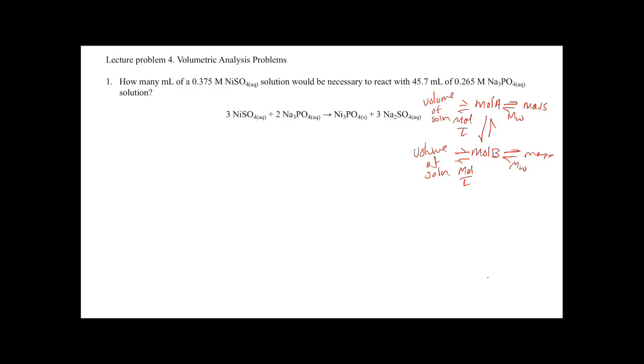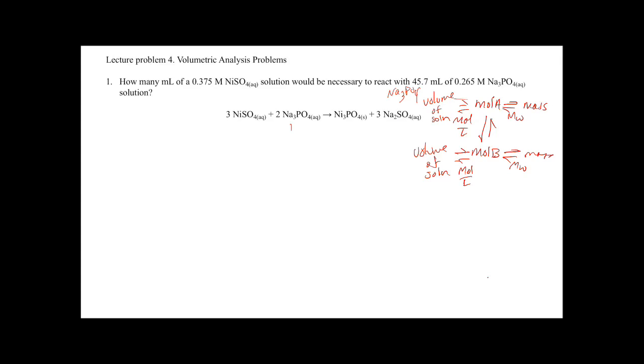They give us the volume of a solution and its concentration of the sodium phosphate. So this is going to be one of our reagents. And then they're asking us, well, how much of another reagent would we need in order to react with that? And they give us the molarity. So in essence, we're starting with a volume of sodium phosphate, and we're going to go to moles of sodium phosphate, and then using our stoichiometric ratios to go to moles of nickel sulfate, and then finally to volume of nickel sulfate. So that's how this problem works.